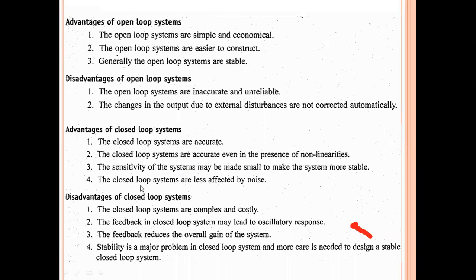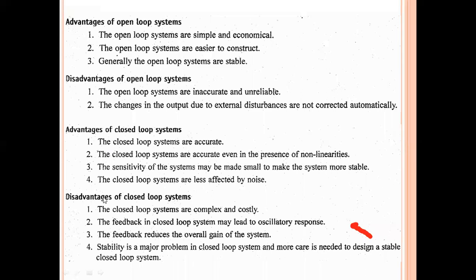And next one, the closed loop control systems are less affected by noise. Noise means external disturbances. Because of the external disturbances, obviously every system will get affected. But because of this closed loop system, which is an automatically corrected system, the output is affected less because of this automatic correction. So all these are the advantages of closed loop control systems.